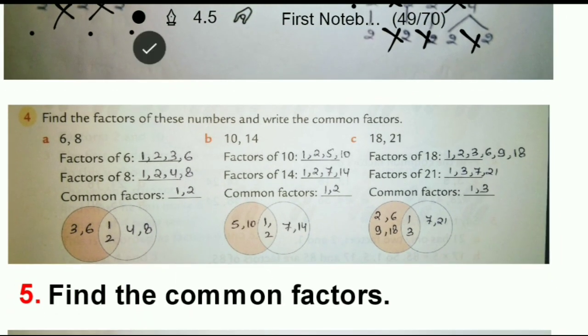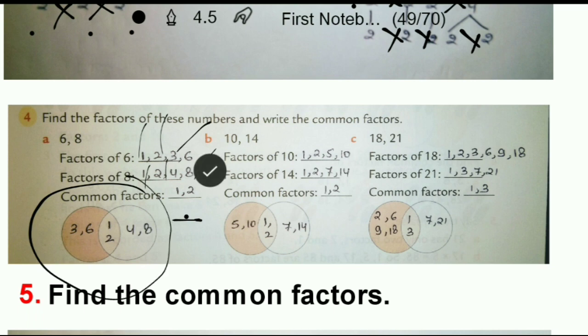Then find the factors of these numbers and write the common factors. That example we have done, 12 and 16. The same thing we can do here. 6 and 8. Factors of 6: 1, 2, 3 and 6. Factors of 8: 1, 2, 4 and 8. So the common factors are 1 and 2. So these are the common factors. The same thing you can represent in this circle.